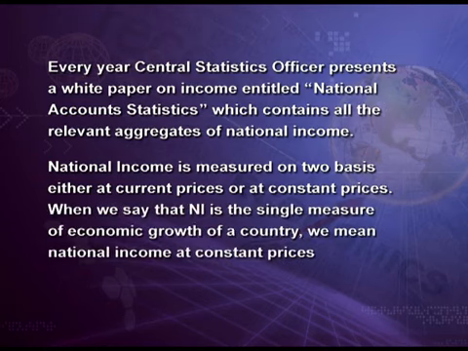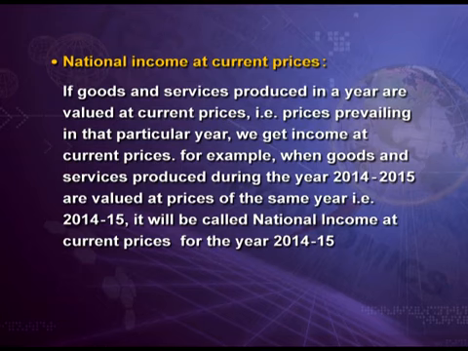When we say that national income is the single measure of economic growth of a country, we mean national income at constant prices. See how. If goods and services produced in a year are valued at current prices, that is, prices prevailing in that particular year, we get income at current prices. For example, when goods and services produced during the year 2014-15 are valued at prices of the same year, that is, at the prices of year 2014-15, it will be called national income at current price because we are using the current price.